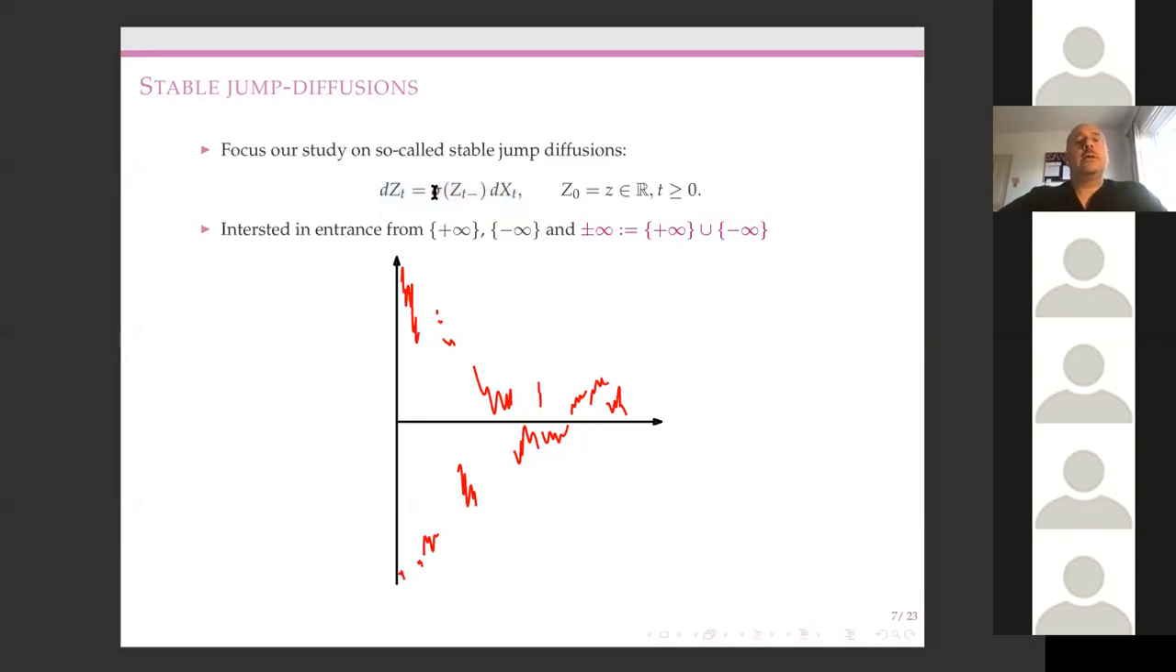Sigma is going to be continuous and bounded away from the origin. So for those of you familiar with stochastic calculus of jump processes, I have to take the left limit here of Z_t for the sake of predictability. Okay, so, can this enter from plus infinity? Can it enter from minus infinity? And actually now, because of jumps, can it enter from the one-point compactification of the real line, which is plus-minus infinity, so the union of the two infinities, if you like?